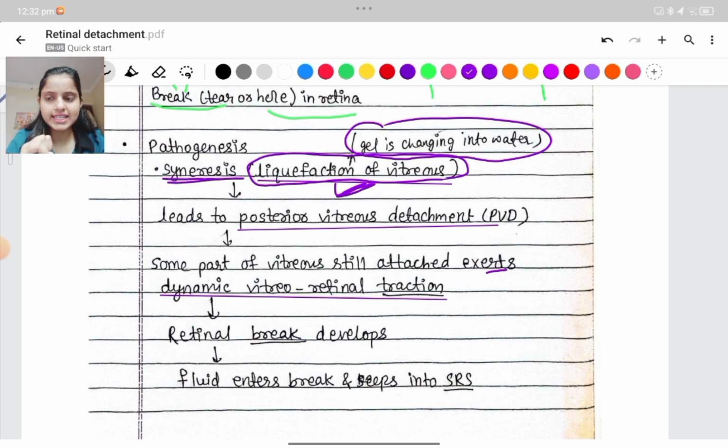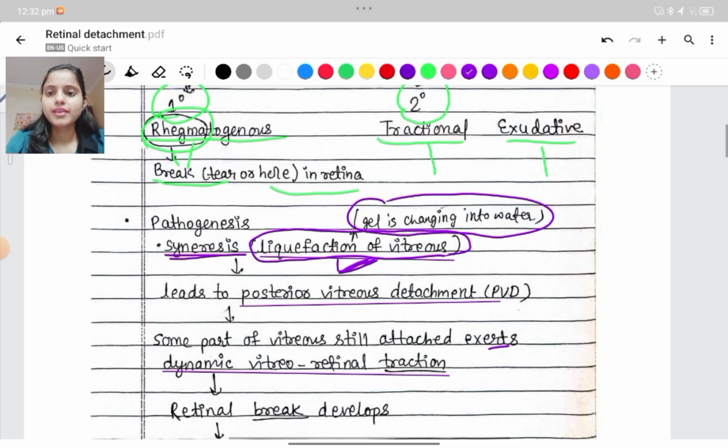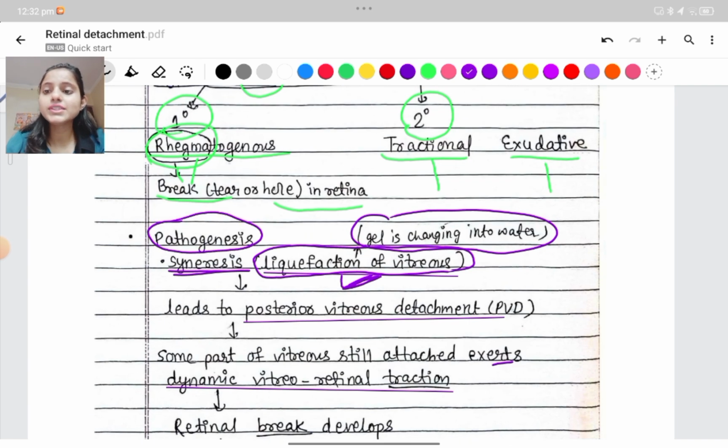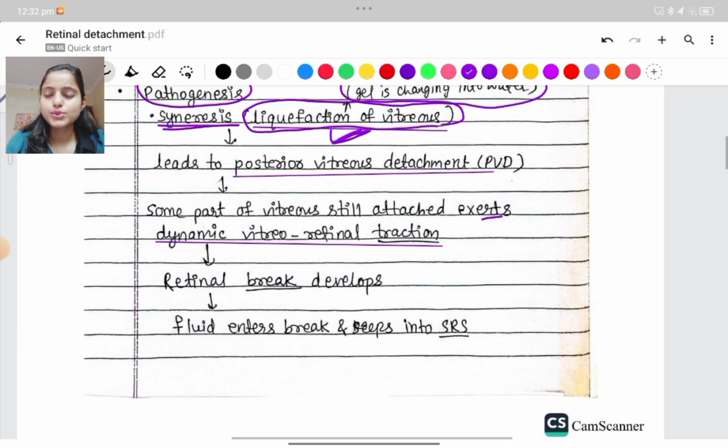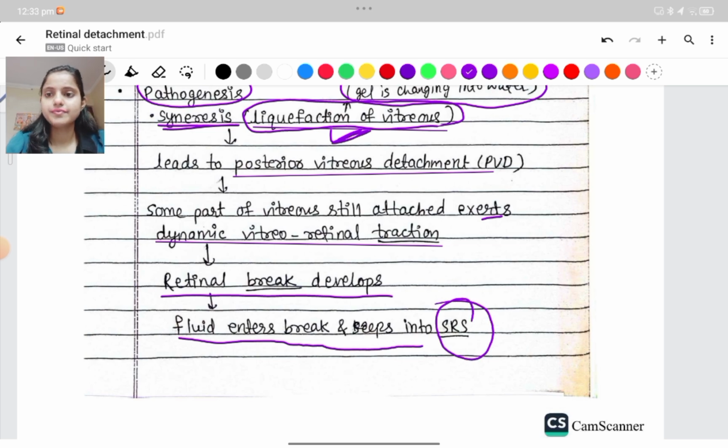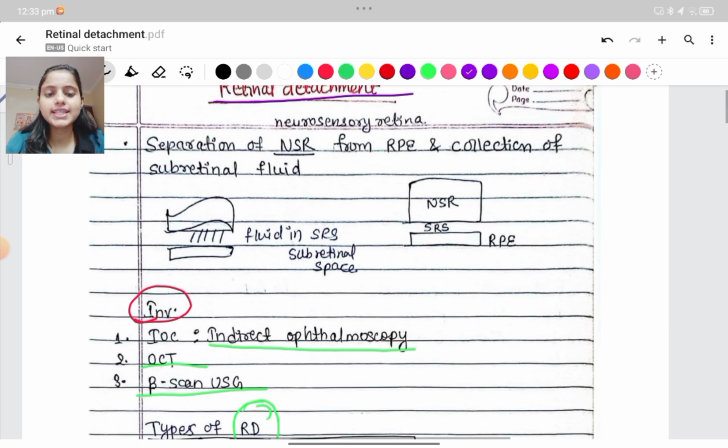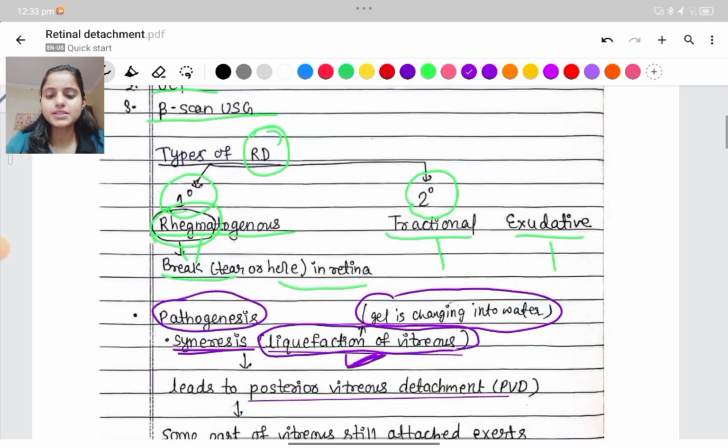Some part of the vitreous gets detached, but some part is still attached, which exerts dynamic vitreoretinal traction, due to which retinal breaks develop. This is the pathogenesis of rhegmatogenous retinal detachment. So a retinal break develops and fluid enters through the break and seeps into the subretinal space. This is the neurosensory retina and the retinal pigment epithelium. This is the subretinal space, and the fluid that enters it is subretinal fluid.